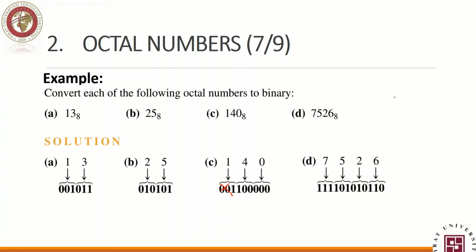Take any other. Well, take this one. 7 is 111. You want to start from this side, that's fine. You want to start from this side, is also fine. There is no problem because they are separate digits in this case. Okay? 111. 5 is 101. 2 is 010. 6 is 110. That's it.